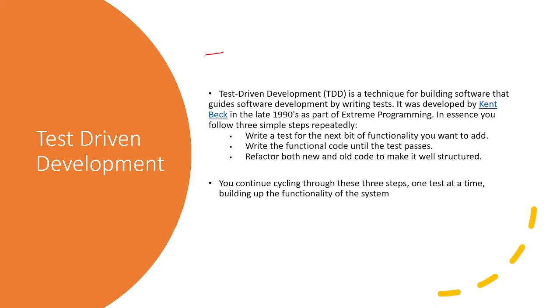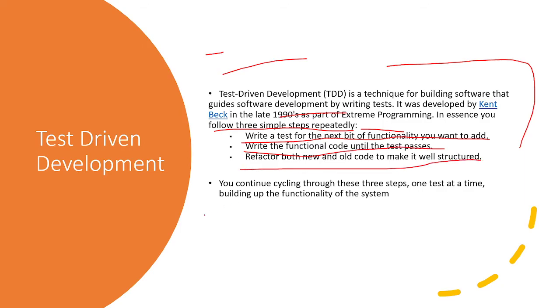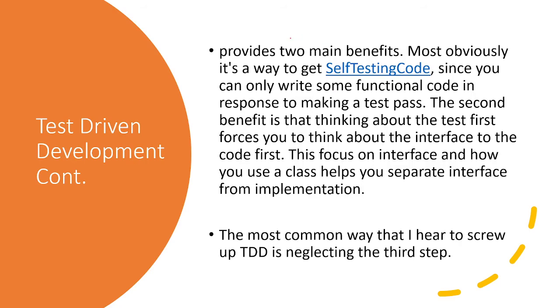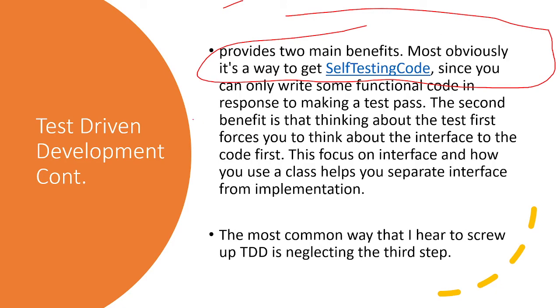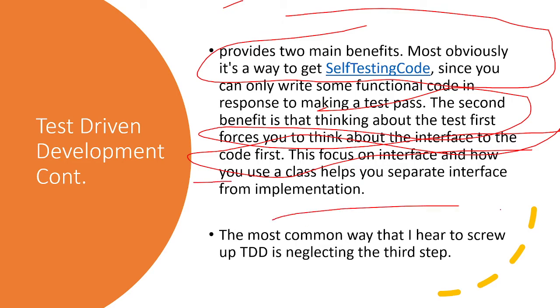Test-driven development is the technique for building software that guides software development by writing tests first. It was developed by Kent Beck in the late 1990s as part of Extreme Programming. In essence, you're following three simple steps: write a test for the next bit of functionality you want to add, write the functional code until the test passes, refactor both, and you're good. It provides two benefits. You get self-testable code, and the second benefit is that you're thinking about the test. It forces you to think about the interface and the code first. The most common way I hear people screw it up is screwing up the third step.